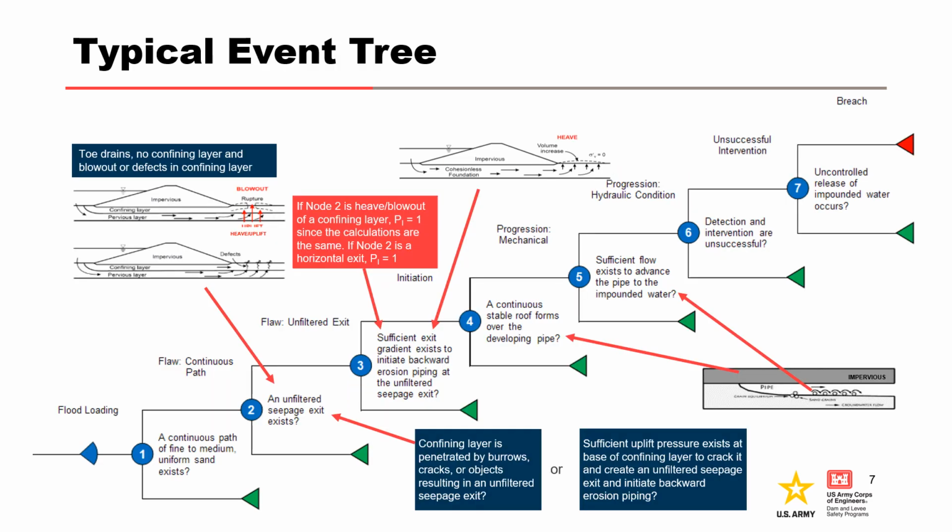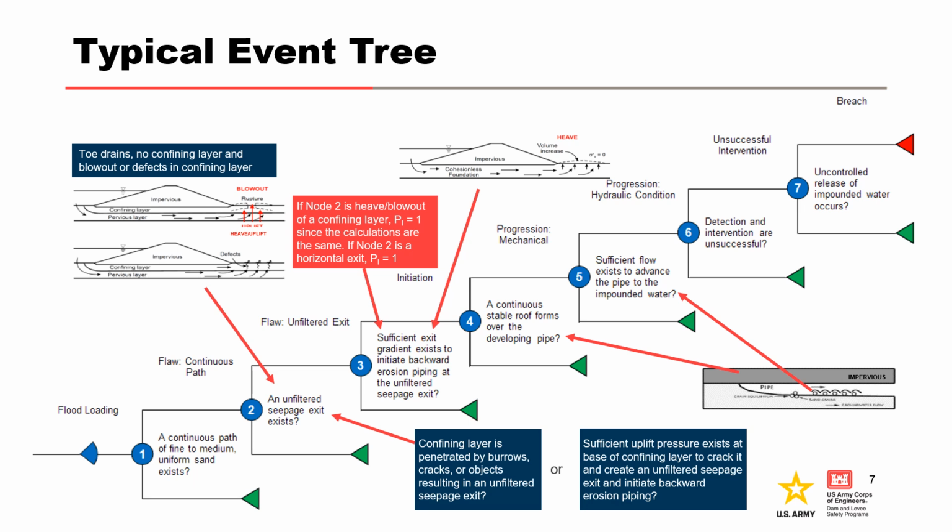In this typical backward erosion piping event tree, Node 1 is related to geologic conditions or material susceptibility. Node 2 is related to the presence of an unfiltered exit. Nodes 3 and 5 address the hydraulic conditions for initiation and progression of backward erosion piping respectively. They will be discussed in more detail on the next slide. These 4 nodes are the focus of this presentation. The other nodes are discussed in separate presentations.